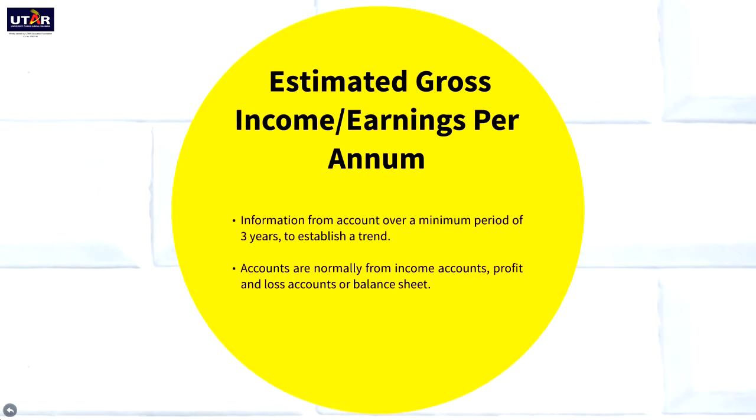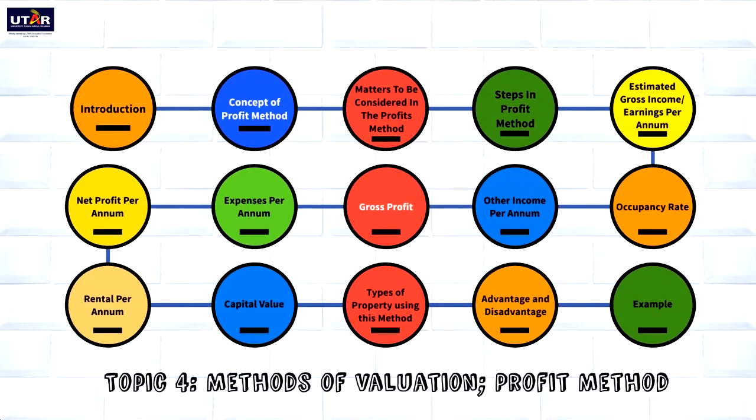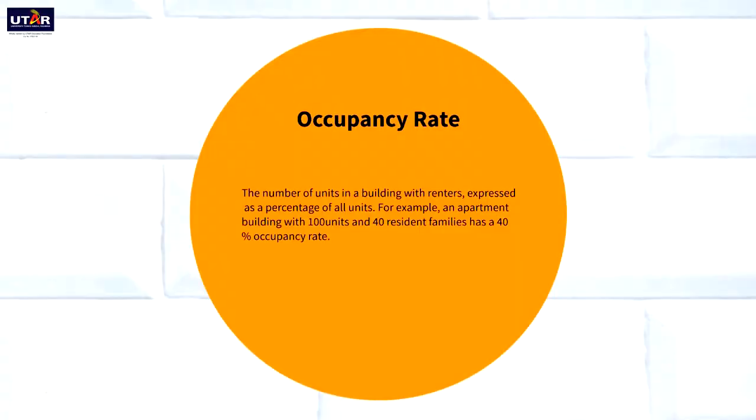So for estimated gross income or earnings per annum, usually the information for this part is from the accounts over a minimum period of 3 years to establish a trend. Accounts are normally income accounts, profit and loss accounts or balance sheets. For occupancy rate, it is the number of units in a building with rental, expressed as a percentage of all units. For example, an apartment building with 100 units and 40 resident families has a 40% occupancy rate.